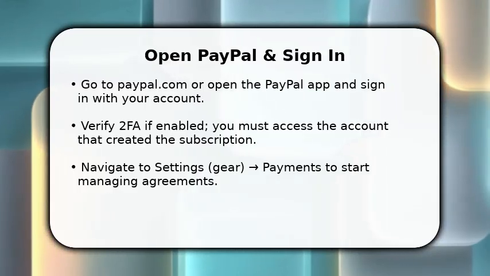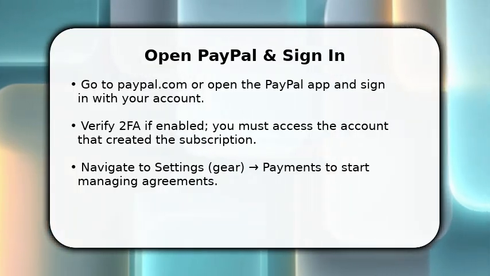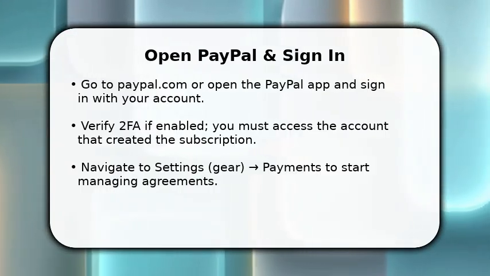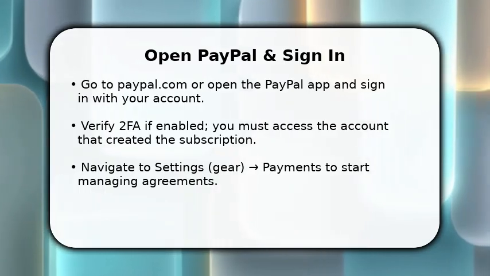You sign in to PayPal now. That's step one because you need the account that authorized payments. Once logged in, make sure any 2FA prompt is cleared so you won't be interrupted. Go to Settings, the gear icon, then tap Payments to see billing agreements.